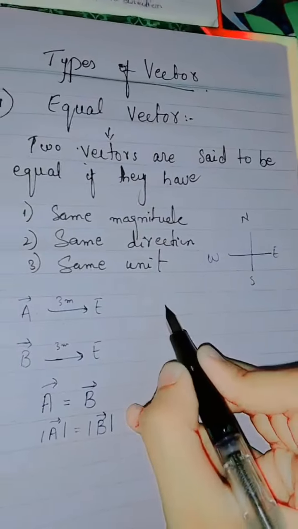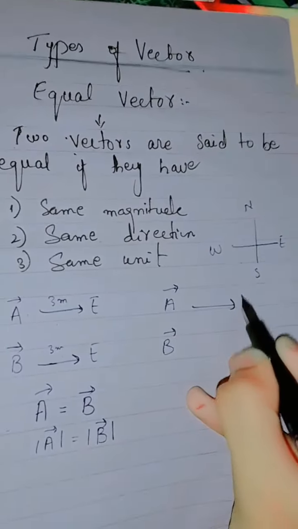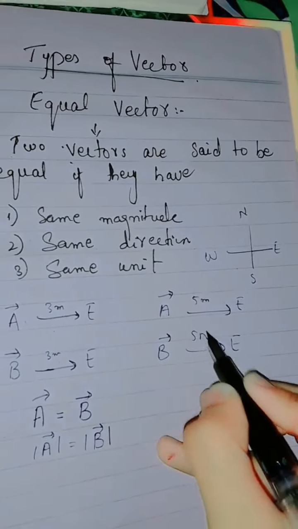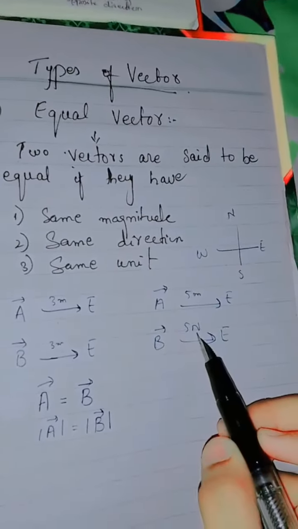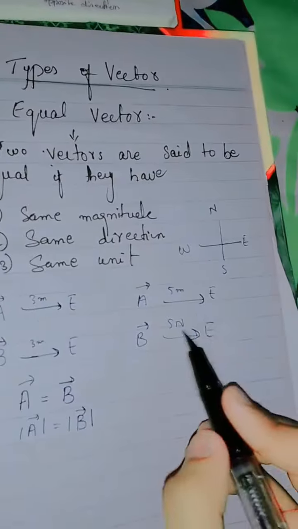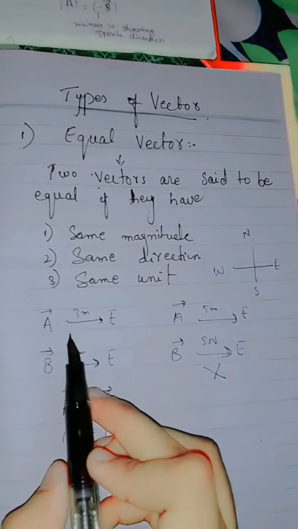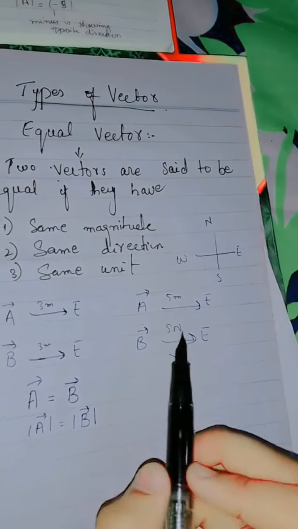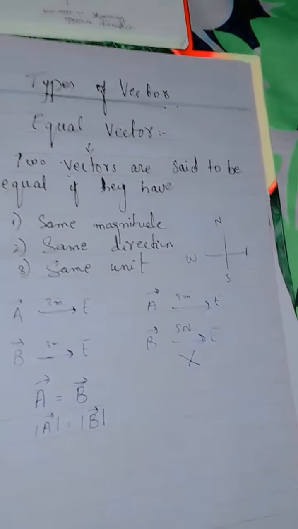Now if we have another vector like A vector and B vector, with east direction and also east direction, 5 meter and 5 Newton. Here they both have same direction, same magnitude, but the units are different. We want same magnitude, same direction, same unit. So these are not equal vectors. They have same direction and same magnitude but not the same unit, so they are not equal vectors.